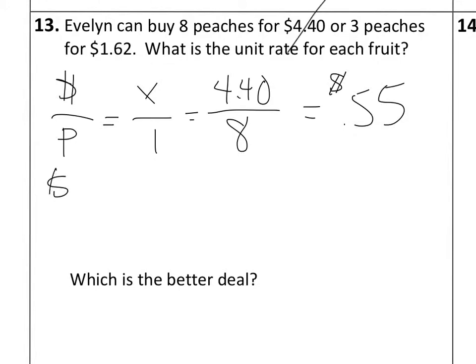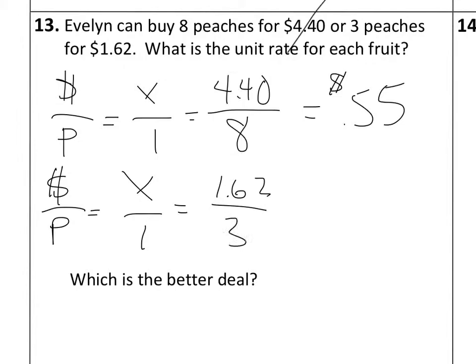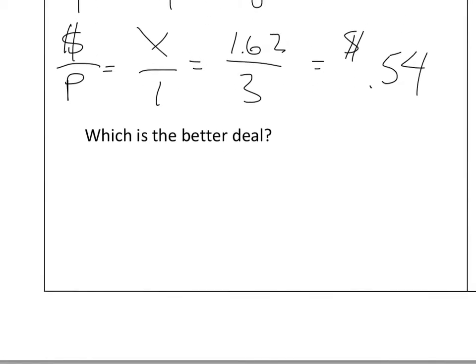Alright, and if I do another proportion for the other set of peaches, we want to figure out how much for 1 peach, and it costs $1.62 for 3. And when you divide 162 divided by 3, you get 54 cents per peach. Therefore, the better deal is the $1.62 for 3 peaches.